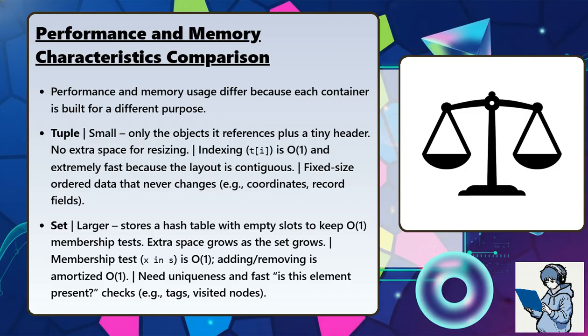Set: larger, it stores a hash table with empty slots to keep O(1) membership tests. Extra space grows as the set grows. Membership test x in s is O(1); adding or removing is amortized O(1). Use it when you need uniqueness and fast "is this element present" checks, for example tags or visited nodes.